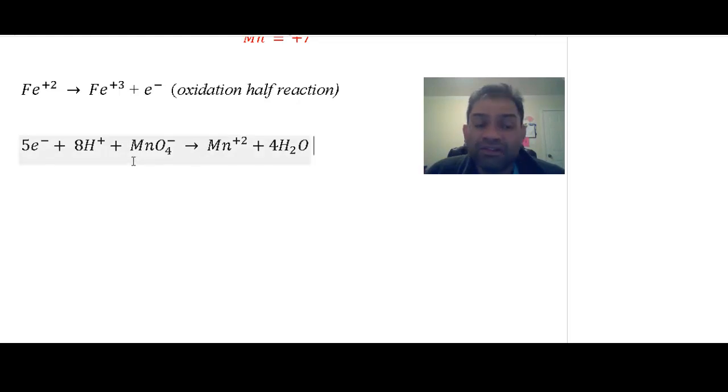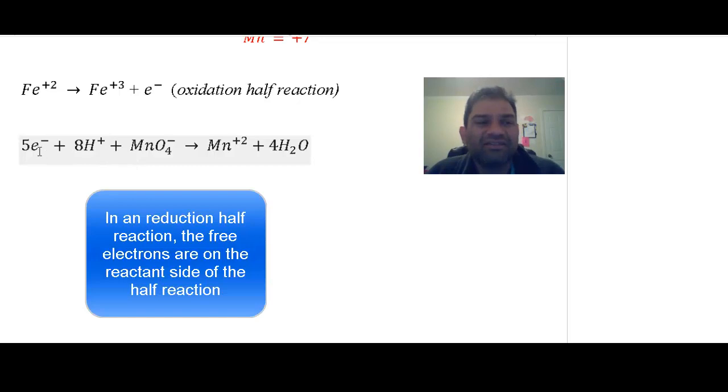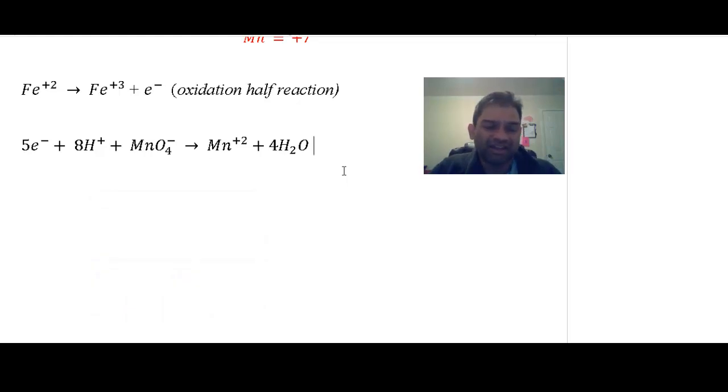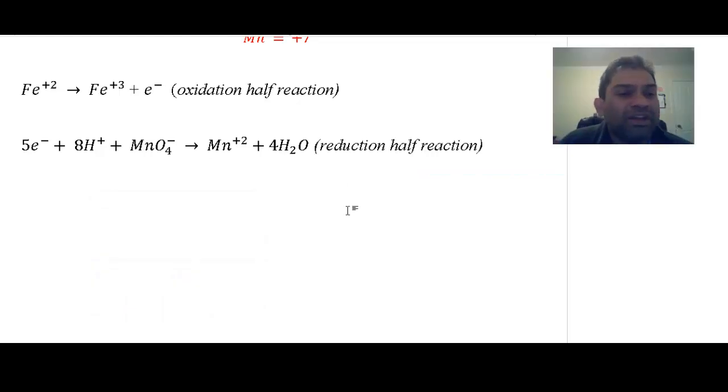Another important point here is that electrons are on the reactant side. So 5 electrons are gained by Mn to give you Mn plus 2. This is a reduction half reaction. And now we just add them up. So we add an oxidation half reaction with a reduction half reaction.